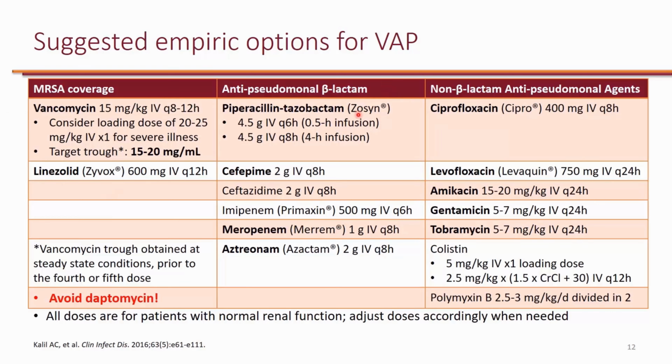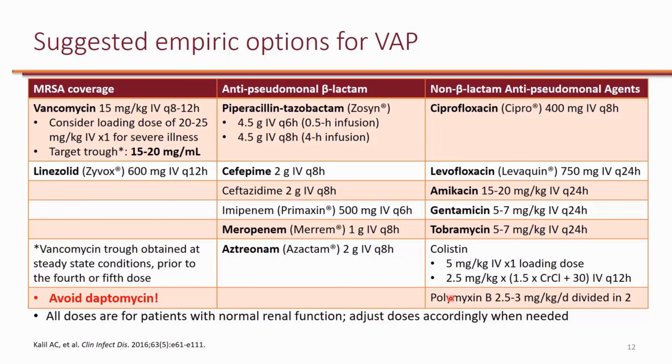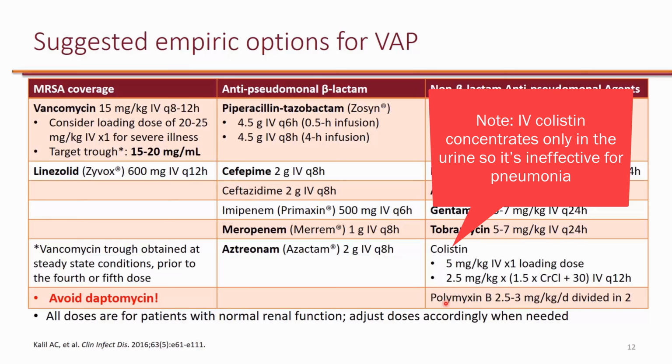Now, for the two agents that we use for Pseudomonas, one should be a beta-lactam, and the second one should be a non-beta-lactam. So the beta-lactams that we choose are piperacillin tazobactam, cefepime, ceftazidime, imipenem, meropenem, or aztreonam. And non-beta-lactam would be ciprofloxacin, levofloxacin, amikacin, gentamicin, tobramycin. Now, we also have polymyxins like colistin and polymyxin B that are usually reserved as last line.